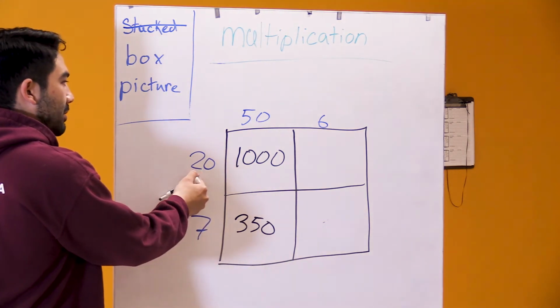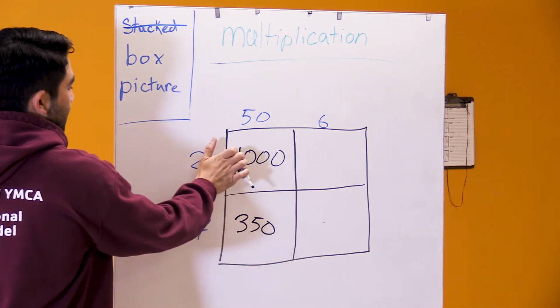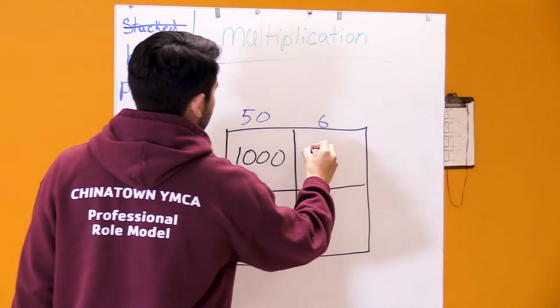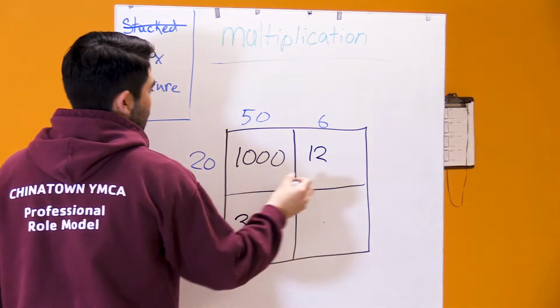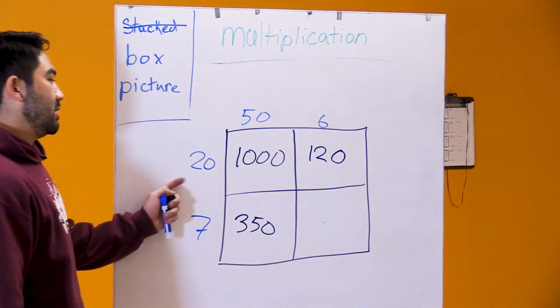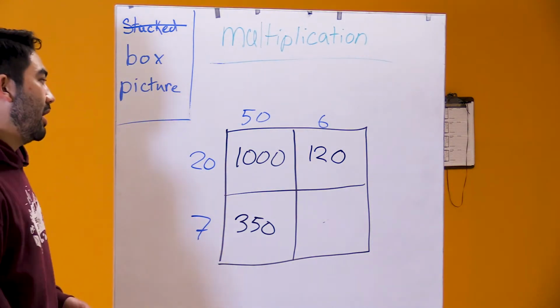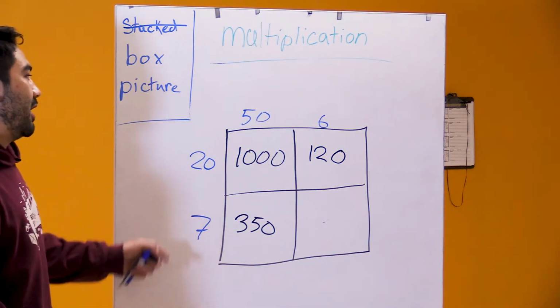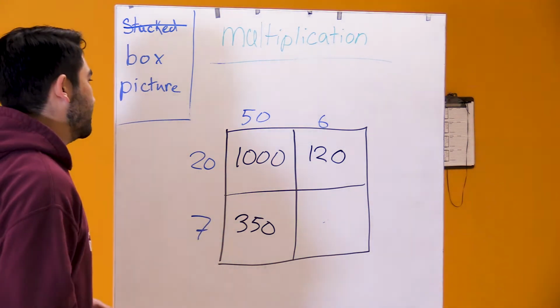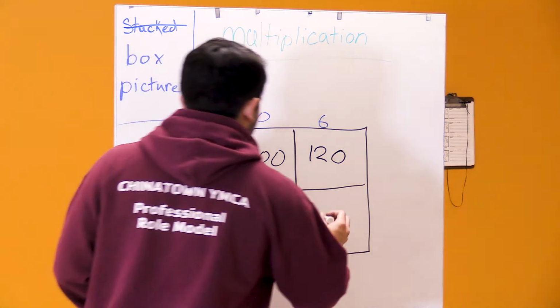Same can be done with 20 and 6. So 6 times 2 is going to be 12. And then you just add the 0 on the end. 6 times 20 is 120. And for this final box, we're going to go 6 times 7, which is 42.